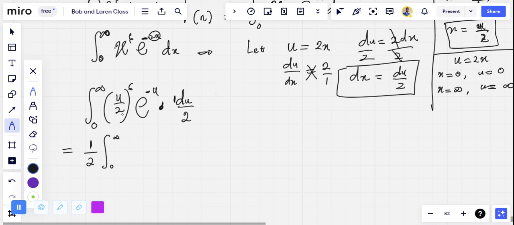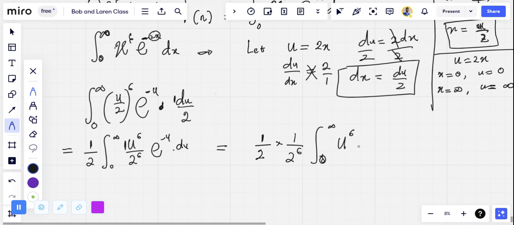This is u over 2 to the power of 6. By the law of indices, I have u to the power of 6, then 2 to the power of 6, then e to the negative u, then du. Next, this is 1 over 2, there's an invisible 1 here. 1 over 2 to the power of 6 can as well come outside. 1 over 2 to the power of 6, then 0 to infinity. So I'll be left with just u to the power of 6, e to the negative u, then du.